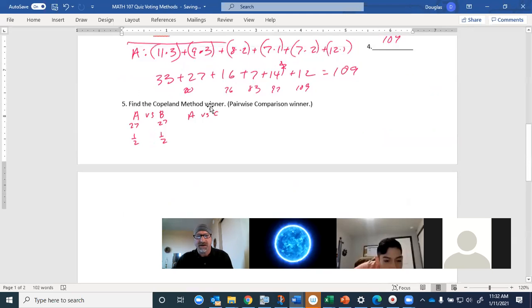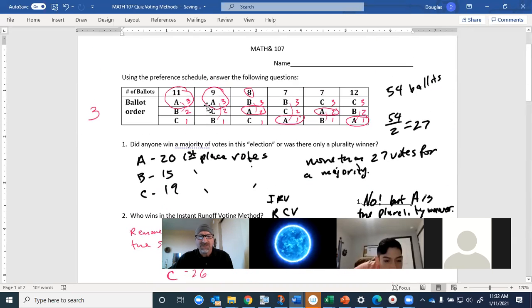So let's go up above and we'll do A. Every time we see A versus C. A got 11 votes there, 11 votes where they beat C here, and 9, so that's 20 votes for A so far. And then here A beats C again, so that's 28 votes total already, right? Just comparing A and C.